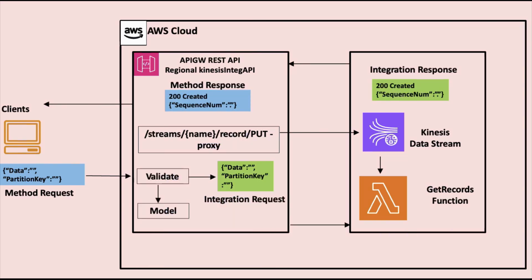Here the response is the sequence number, because a data record is written to the data stream and the sequence number is available as a result of the action of writing the record to the Kinesis data stream. So this is how we can see an end-to-end integration between the API gateway and Kinesis data stream, followed by Lambda to consume those records. Now let us go to the source code and see how to implement this architecture in Terraform.